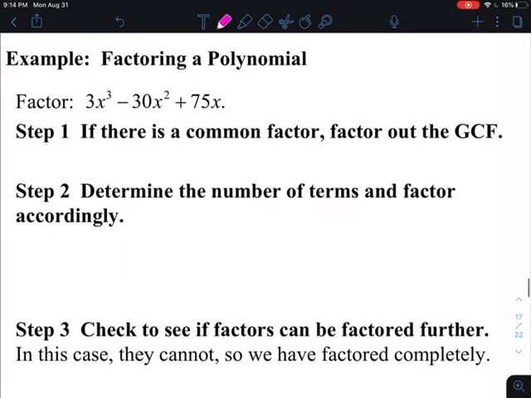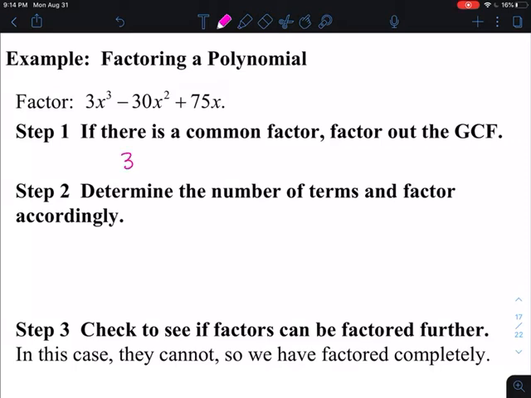All right, so example of factoring a polynomial. We have 3x to the third minus 30x squared plus 75x. So step 1 wants to know if there's a common factor, factor out the GCF. So I look at my numbers, 3, 30, and 75. Those are all divisible by 3. We have an x to the third, minus a 30x squared, and then we have a 75x. They all have x in common. So first thing we're going to want to do is factor out that GCF.